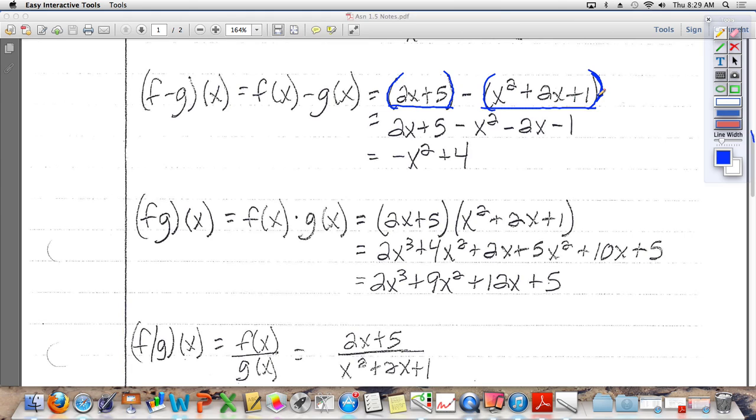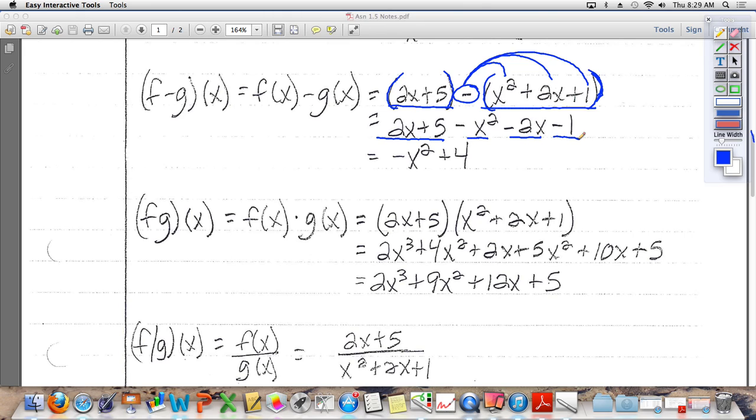Do you see the minus sign in between? That minus sign has to be distributed into that second polynomial. So that minus sign needs to go to the x squared, it needs to go to the 2x, and it needs to go to the 1. That means that you are subtracting the entire polynomial, not just one of the terms. So I rewrote the first polynomial, 2x plus 5, but I have to subtract the x squared, I have to subtract the 2x, and I have to subtract the 1.